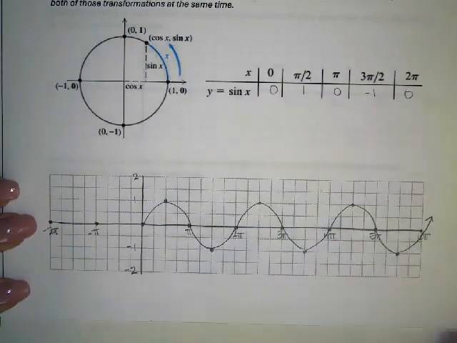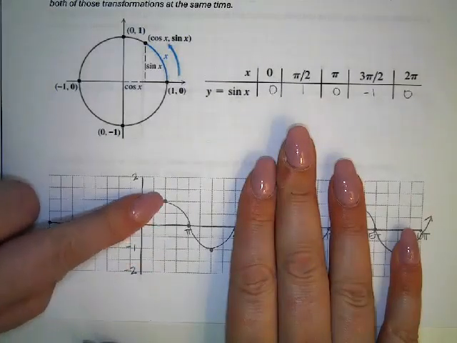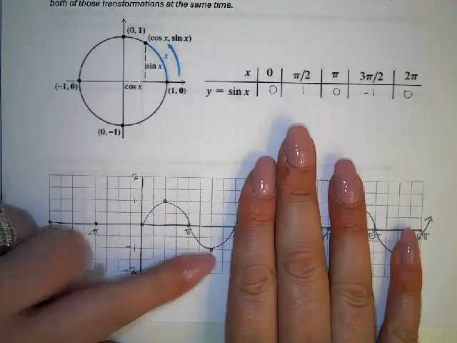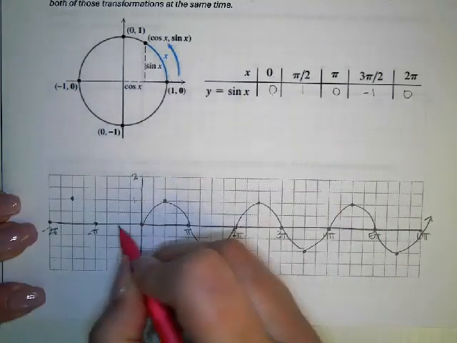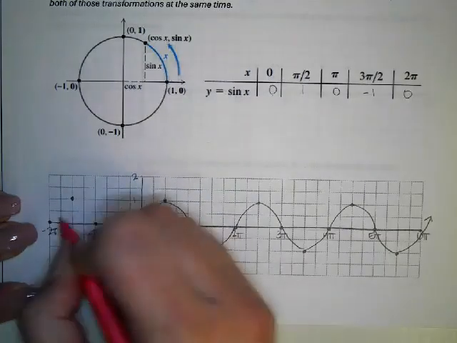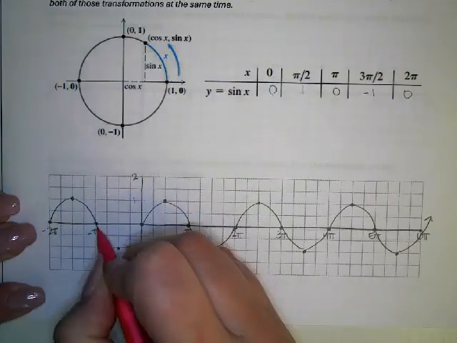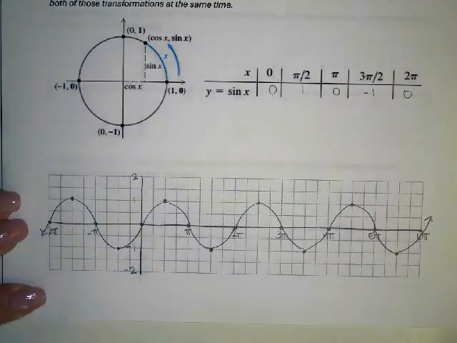And then between the first two zeros, it goes up to 1. And between the second two zeros, it goes down to -1. So between these two, it goes up to 1. Between these two, it goes down to -1. And that's how you draw your sine curve.